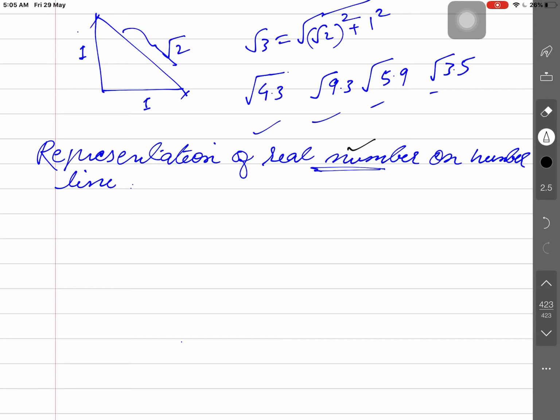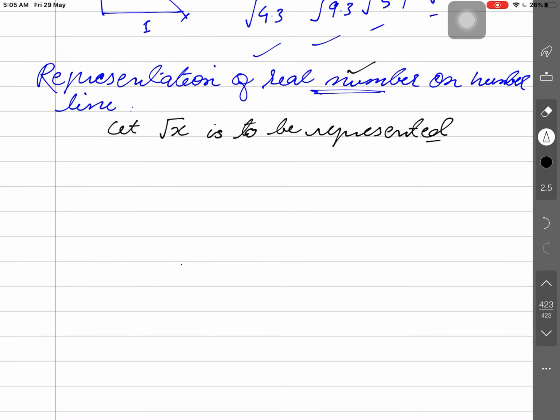So suppose that you have to represent root x, the square root of x, here, right? Clear? So we are just performing an activity here. Understand? Look at this. First of all, you will draw a line. Draw a line and take the unit OA. I'm telling you this. Wait a minute, please.